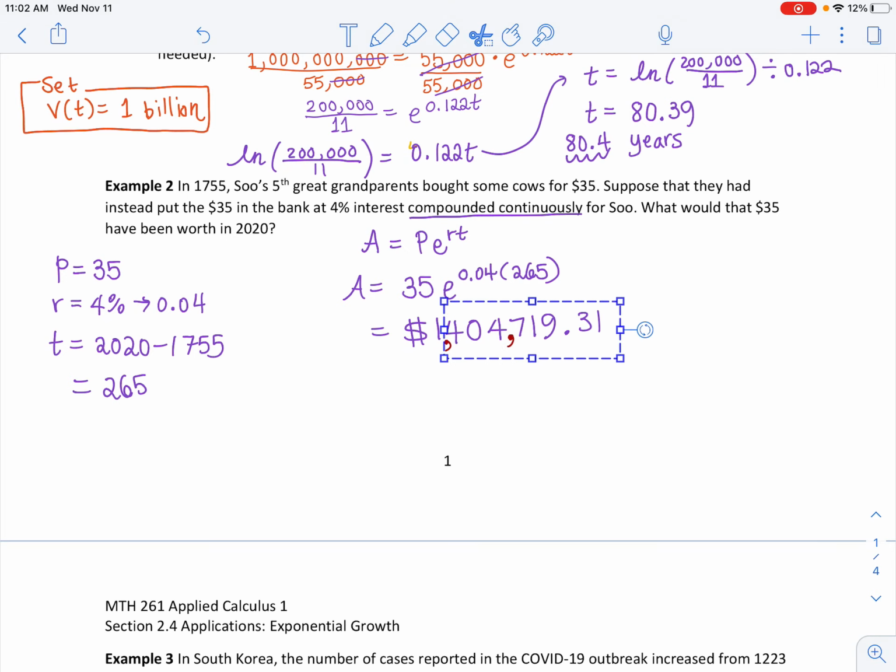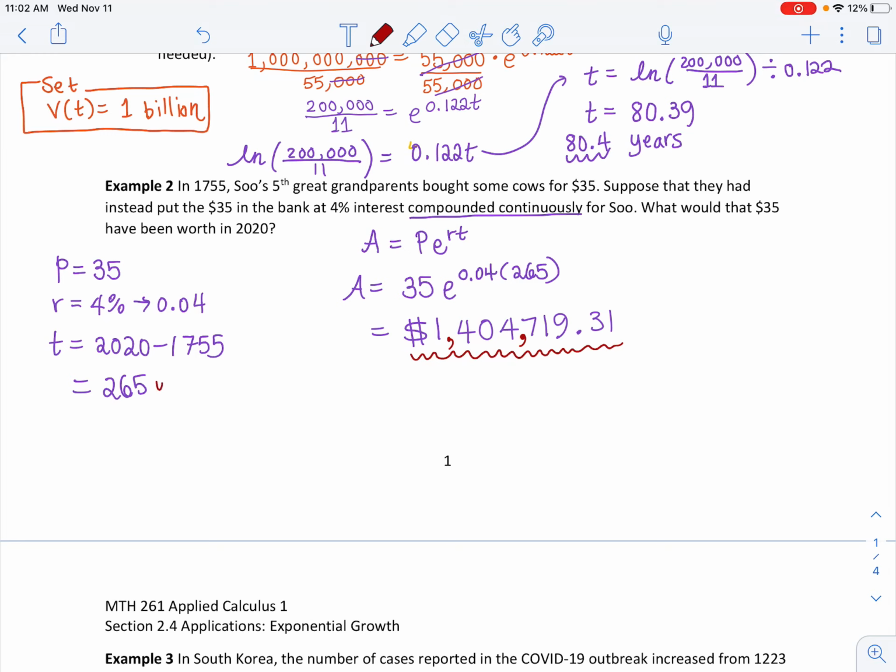Wow, okay, so did they ask me to round this somehow? No, it really didn't ask me to round this anyhow. So that is it. The answer is $1,404,719.31. That's the power of compounding.